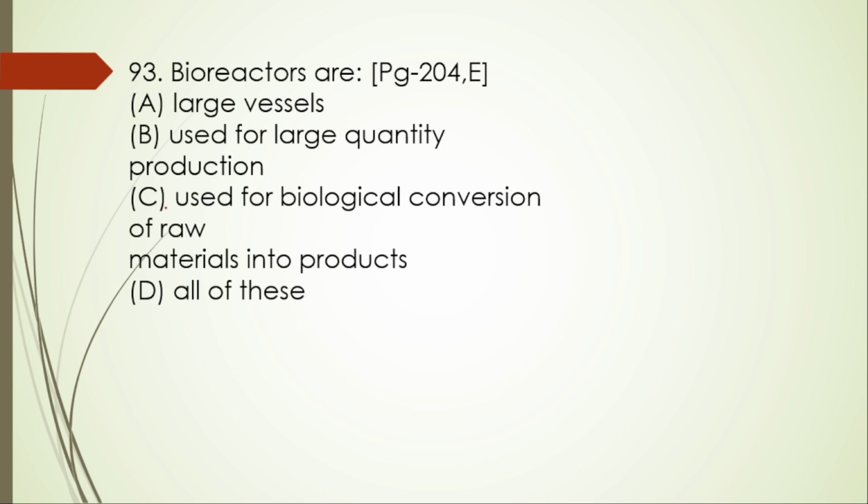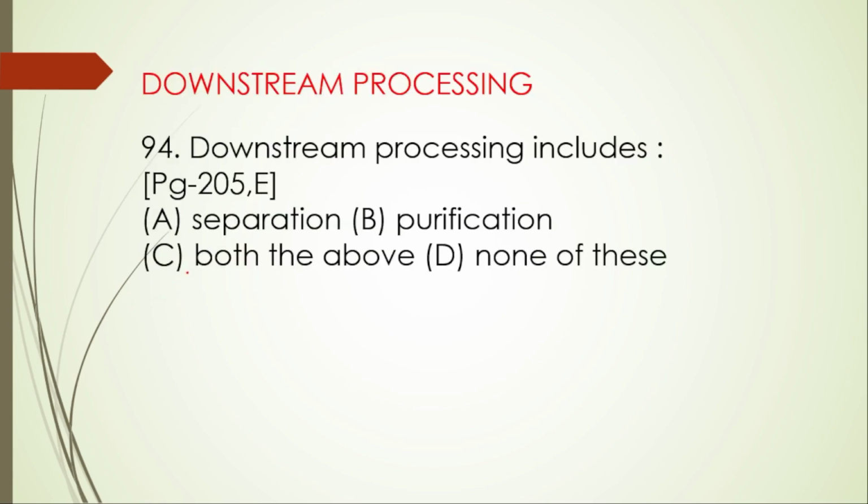93. Bioreactors are large vessels. Yes. Used for large quantity production. Correct. Used for biological conversion of raw materials into products. Right. So the right option is all of this. From the downstream processing, 94th one. Downstream processing includes separation, purification, both the above, none of the above. So here it includes separation and also purification.